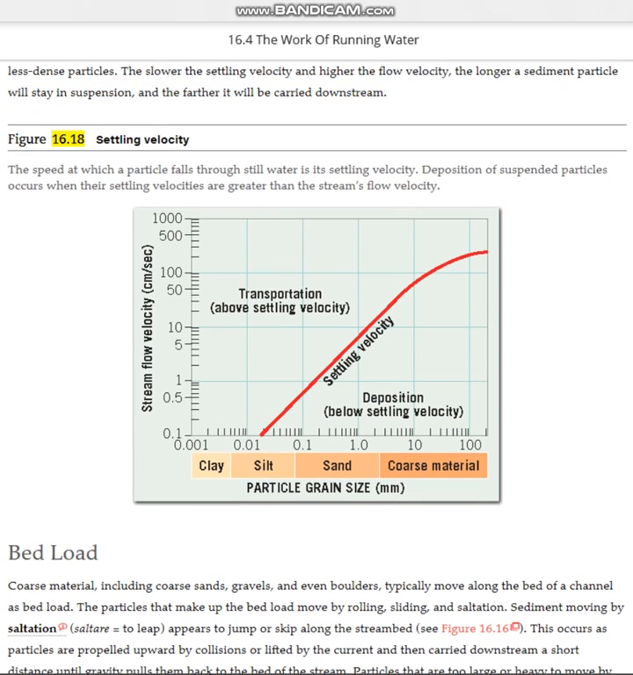Figure 16.18 Settling velocity. The speed at which a particle falls through still water is its settling velocity. Deposition of suspended particles occurs when their settling velocities are greater than the stream's flow velocity.